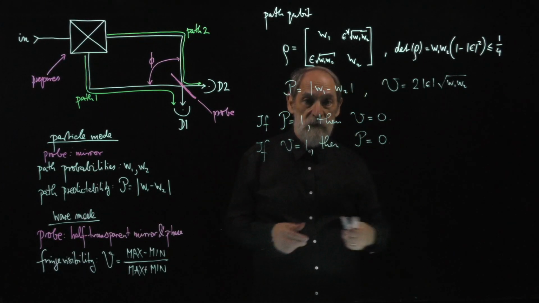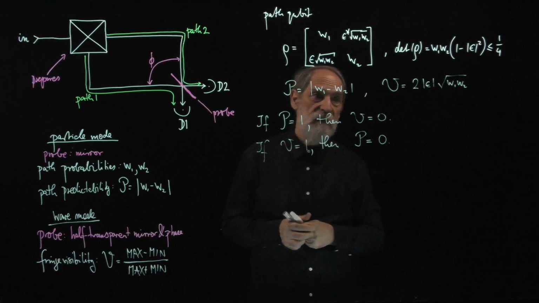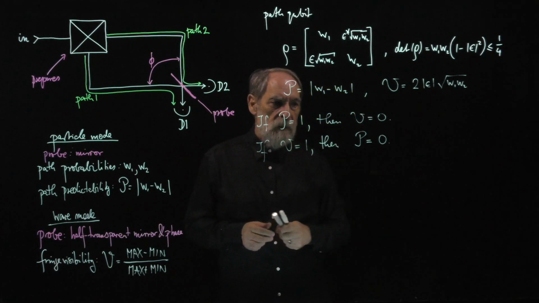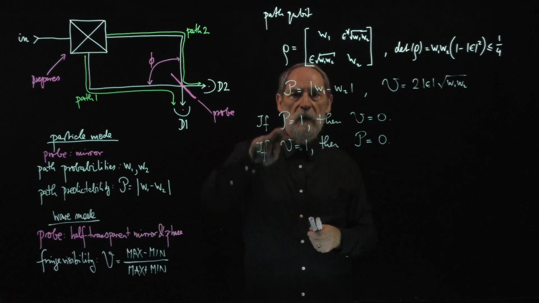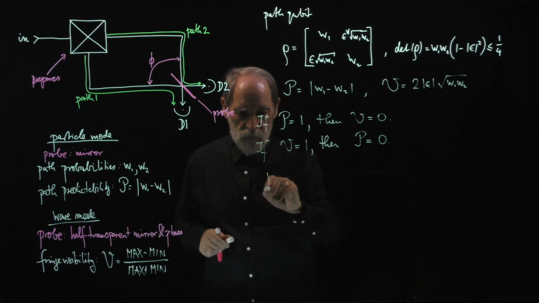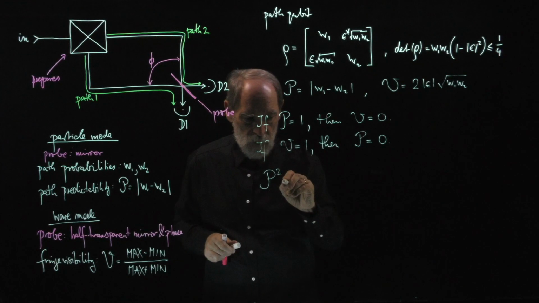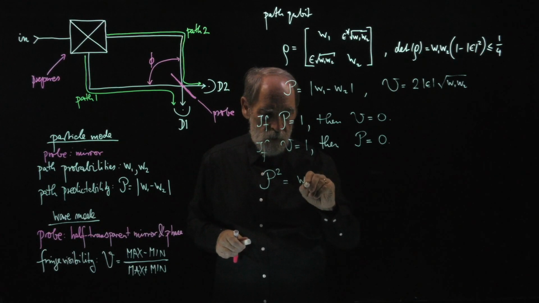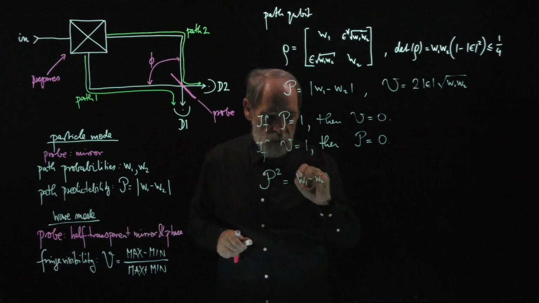What about compromises? Okay, let's see what we can say about that. So I will look at P first and take a look at the square of P. So that's W1 minus W2 squared.